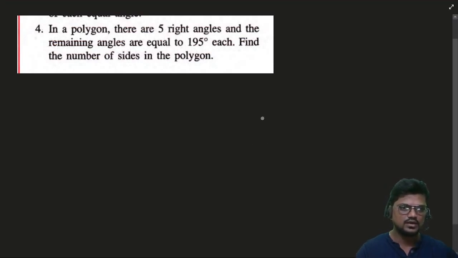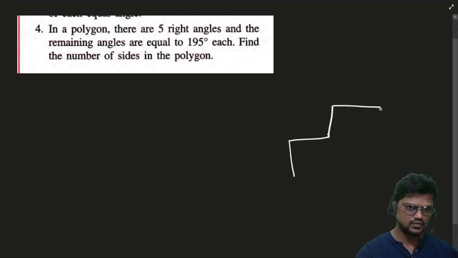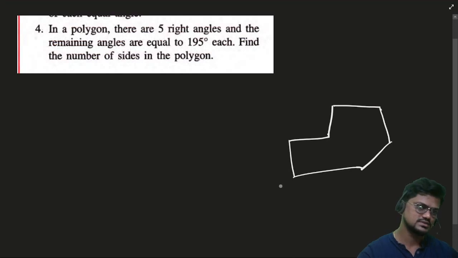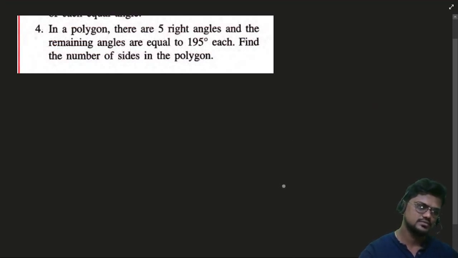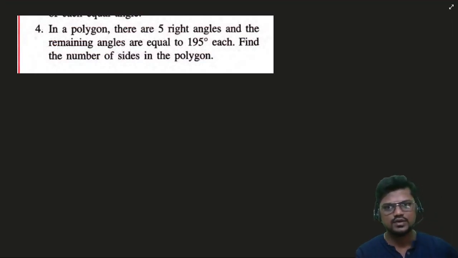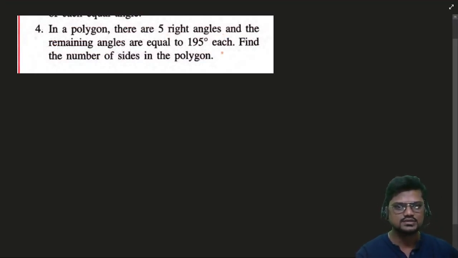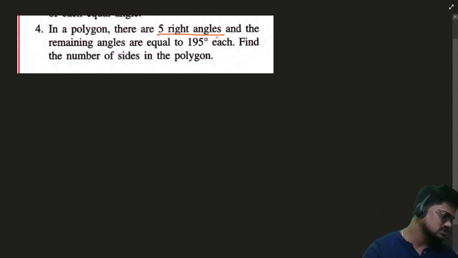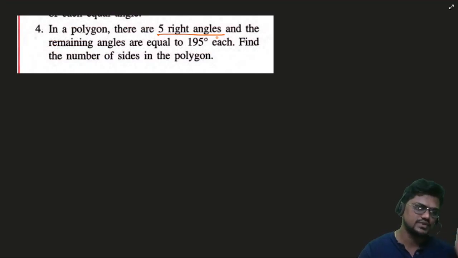See, if we make convex, it is a concave polygon. It has to be like this, means if you are making this for right angles, then it has to be like this. But we don't need to draw the diagram. But yeah, here 195 is written, no? Over here they said there are 5 right angles. 5 right angles is not possible in a convex polygon. If you draw 5 right angles, it will close the figure.